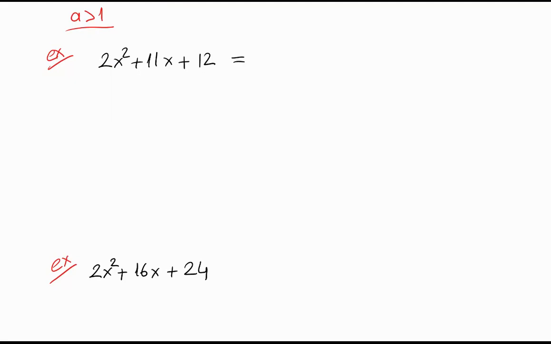Okay. So we said if a is equal to 1, we will do something. But now we have a situation like ax squared plus bx plus c where a is not 1. So in this example, we will see a is not 1. A is 2 here. So how can I factor it?